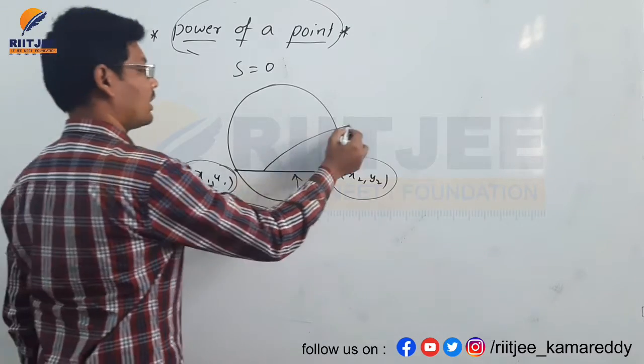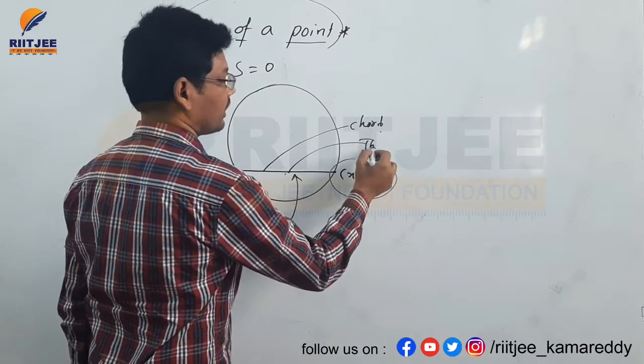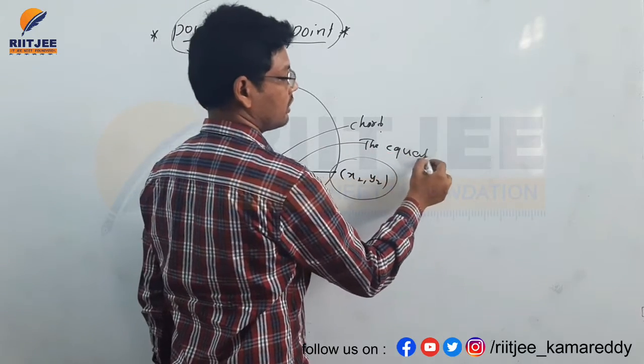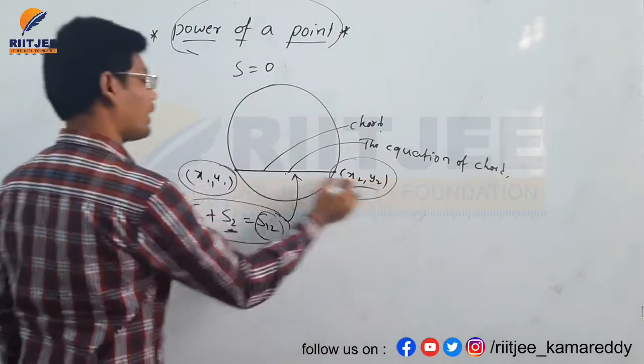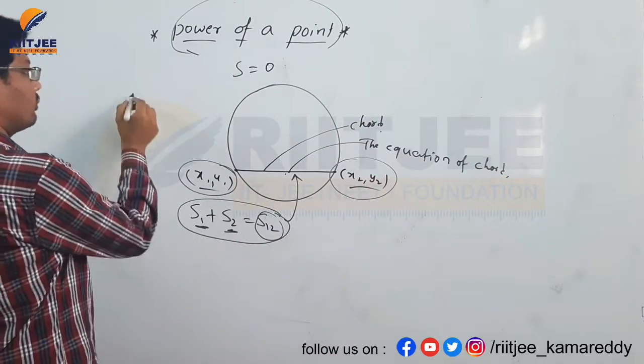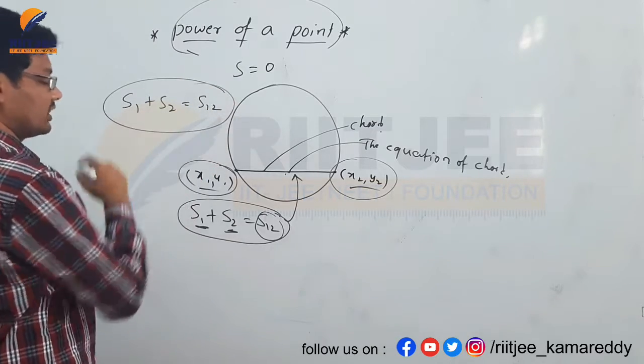This is the chord here. The equation of the chord, when 2 points are given, is S1 + S2 = S12. This is the condition.